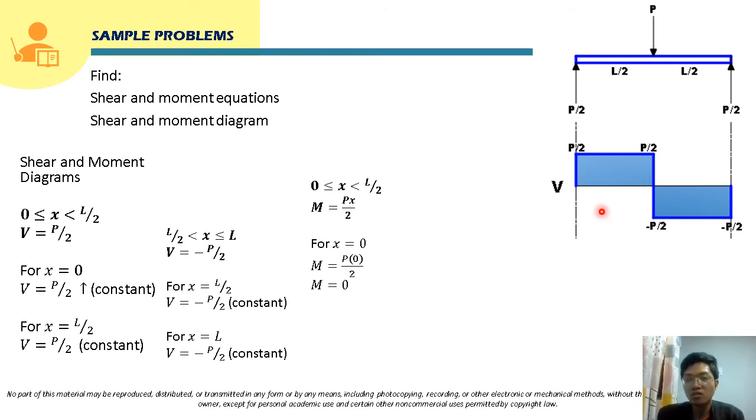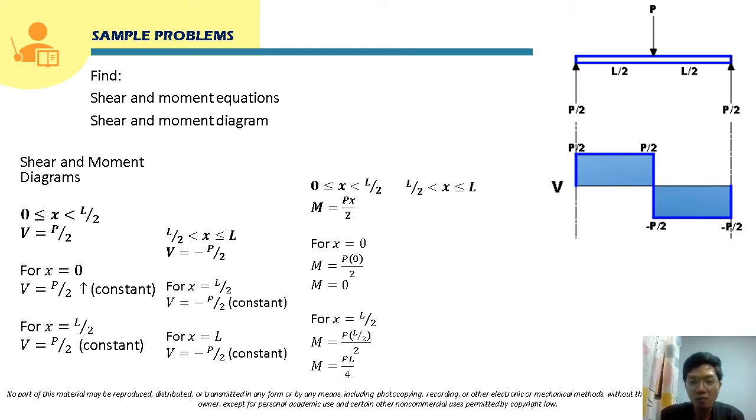Now we are also going to solve for the moment at this point from the shear diagram, which is L over 2. So for x equal to L over 2, we just substitute L over 2 into the variable x. So this will become P times L over 2 over 2, which becomes PL over 4. So the moment at the midspan, class, is PL over 4.